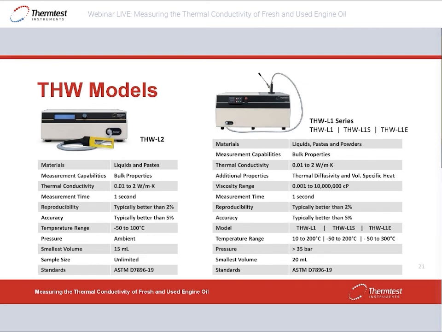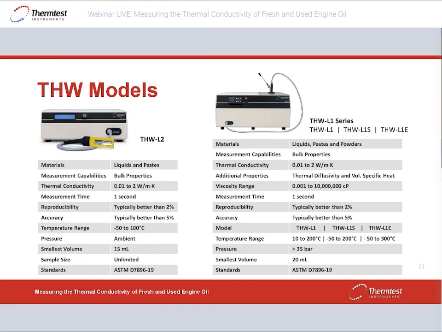We have different models of the THW. We have the portable device, the THWL2, that allows ambient pressure measurements. Depending on the accessories, there is a temperature range from -50 to 100 degrees. The repeatability is better than 2%, the accuracy is better than 5%, and there is a small volume of 15 ml. Also it follows the same ASTM standard.